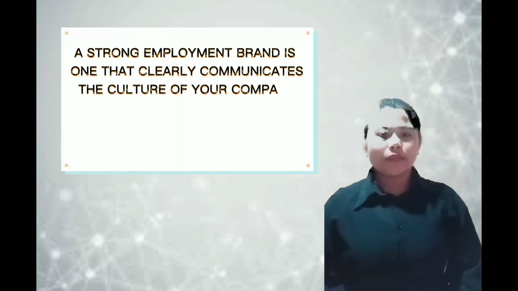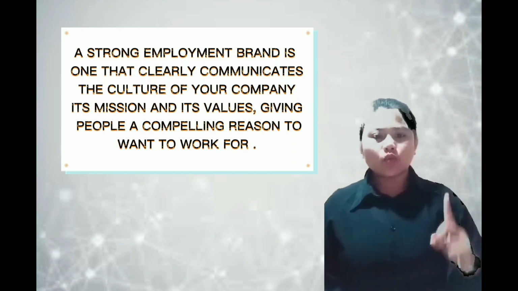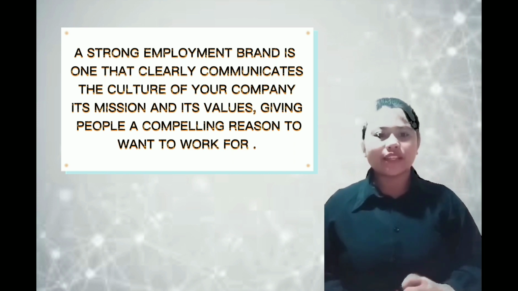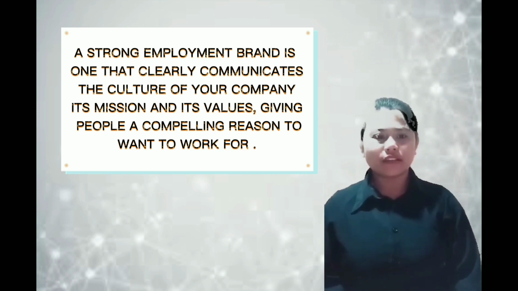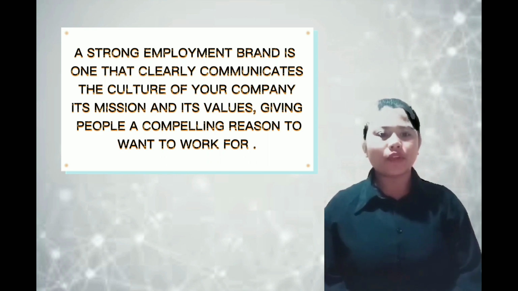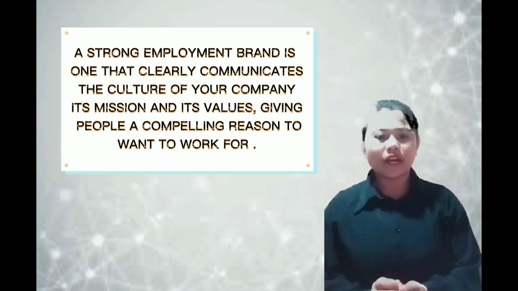A strong employment brand is one that clearly communicates the culture of your company, its mission, and its values, giving people a compelling reason to want to work for and stay with the organization. Not every company, however, realizes just how critical a role their employment brand plays in both attracting and retaining talent.